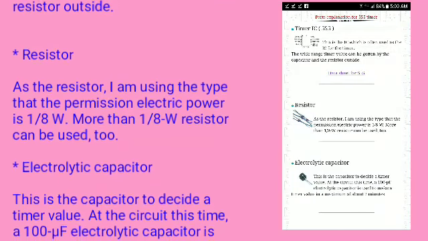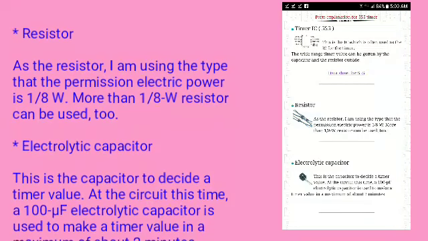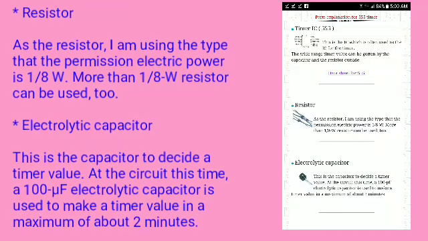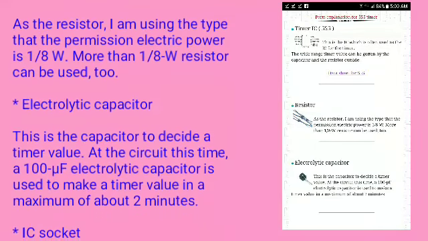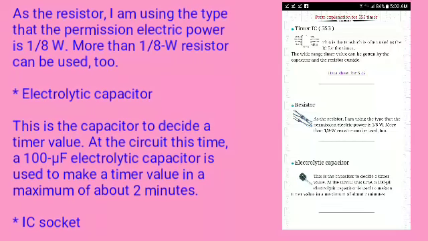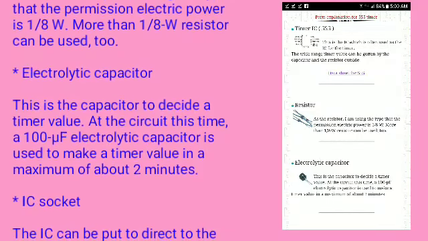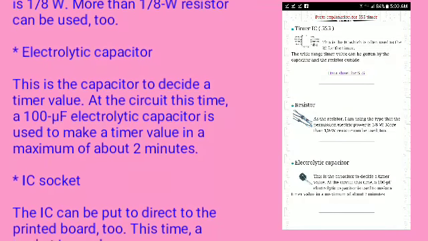This is the capacitor to decide a time value. At the circuit this time, a 100 microfarad electronic capacitor is used to make a time value in a maximum of about 2 minutes.